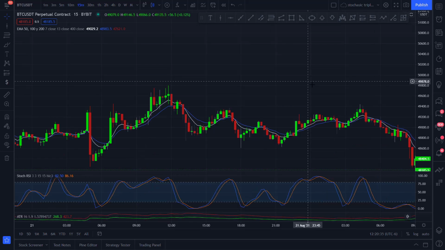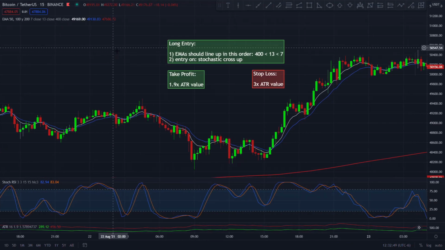And now let's see the rules for a long entry. For a long position, you will need to have all the EMAs line up, indicating a bullish trend. So that means you will have the 400 on the bottom. After that, you will have the 13, and on the top, you will have the 7.